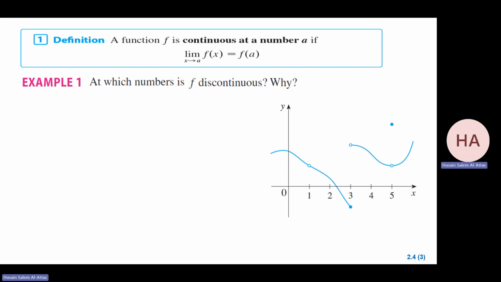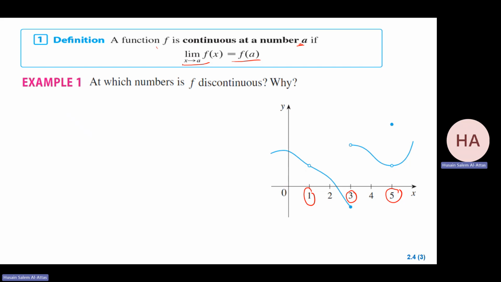So this is the definition: f is continuous at a number a, or at a point a, if the limit equals f of a. Now let us deal with this problem. Just if you look at the graph, I know there is discontinuity at 1. There is discontinuity because I stopped, then I start something else. I have discontinuity here, and the same thing at 5. So we have three possible discontinuities.